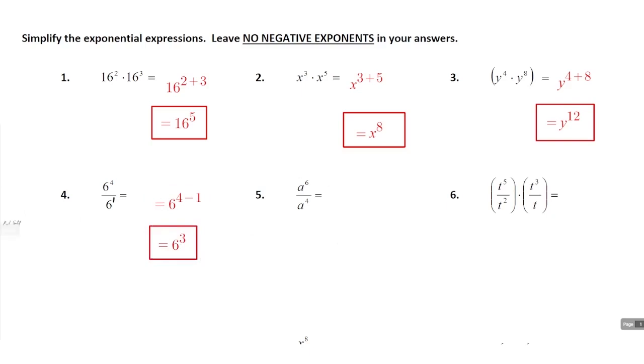Number 5, same kind of problem here. We are dividing, so we're going to subtract our exponents. So this will be a to the power of 6 minus 4, and 6 minus 4 is 2. We'll get a squared.